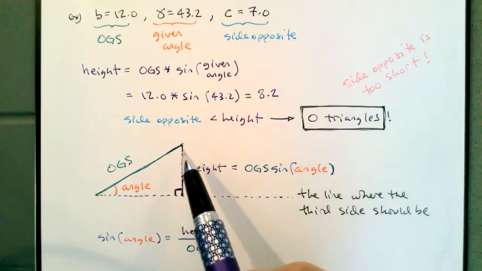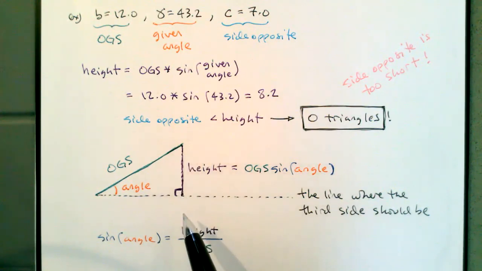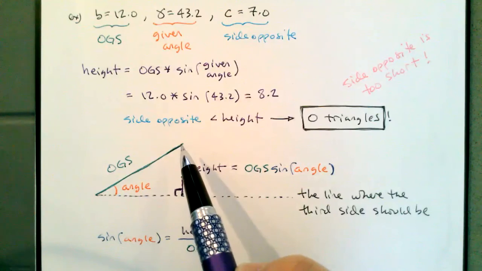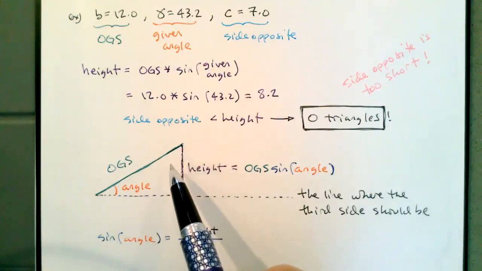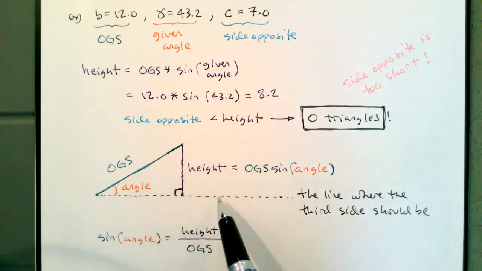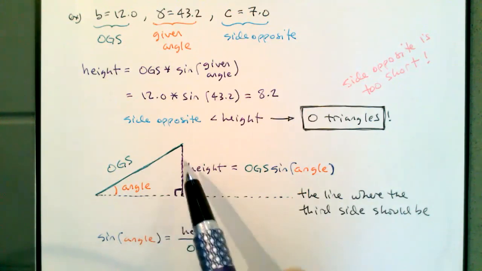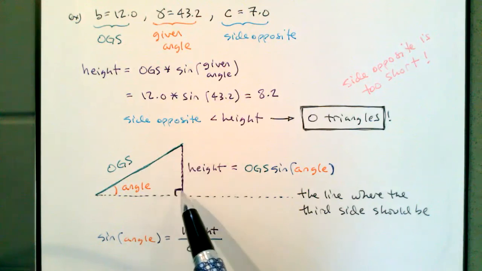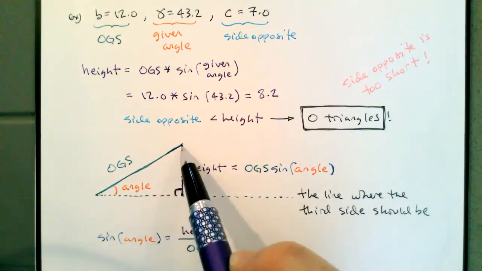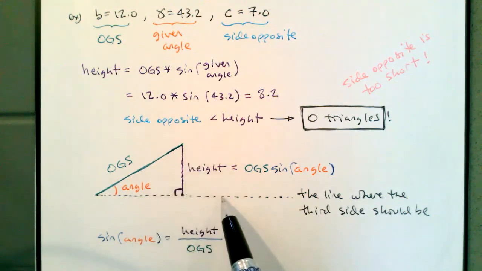When the side opposite the given angle is a little bit longer than the height, then we'll get two triangles, because I can think about the previous case where the side opposite was 10, so it was more than the height. So I can make two lines that connect the other given side to the line where the third side should be. I could draw one here, make an obtuse triangle, and draw one on the other side to make an acute triangle.